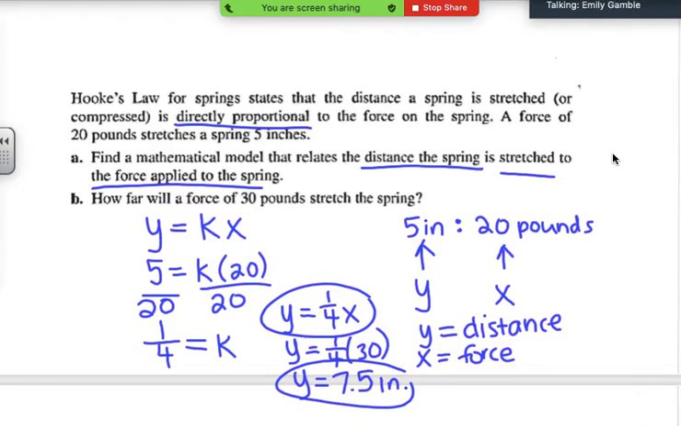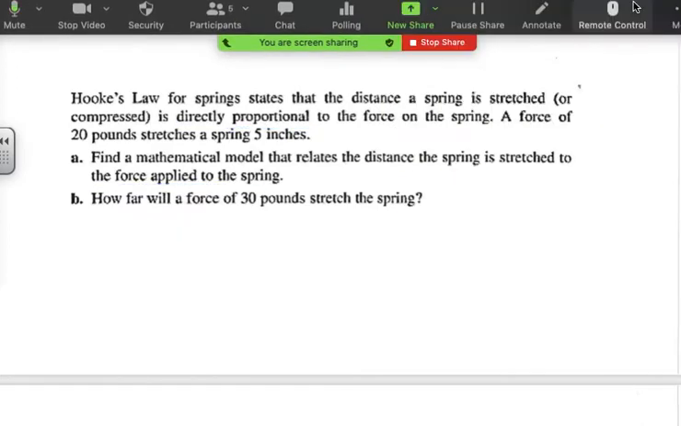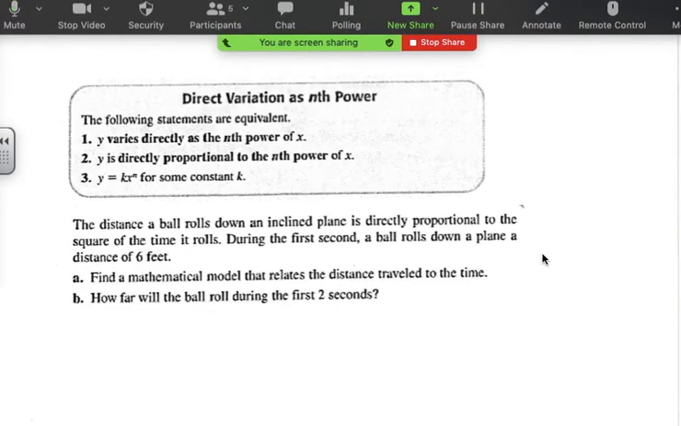All right, and then the last thing we're going to do is on the next page, because this is the last thing with direct variation. This last problem just gets a little bit more confusing with the direct variation, because now we have this added thing about the nth power. So in order for us to complete problems with this, we have to see in the problem that it says that y varies directly as the nth power of x.